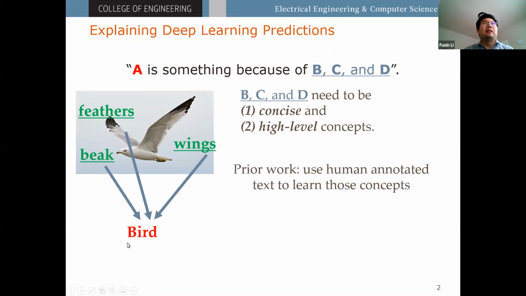There have been quite a few prior works that try to use human-annotated text to learn those concepts. However, the problem with that is that if you use human text, you are already inserting a human prior into the deep network. We don't yet know whether deep networks are classifying the same way as humans. So it's probably not the right time to insert that human prior this early.